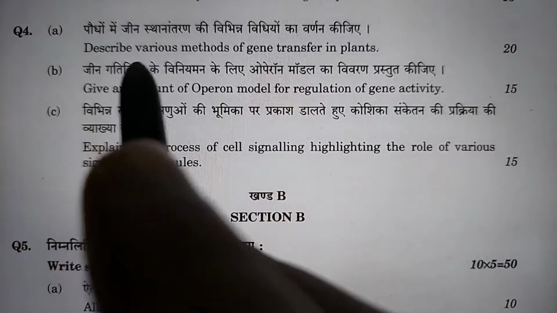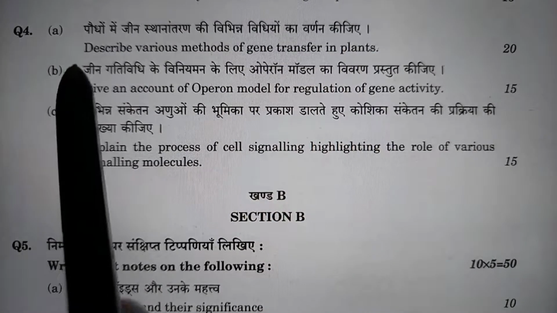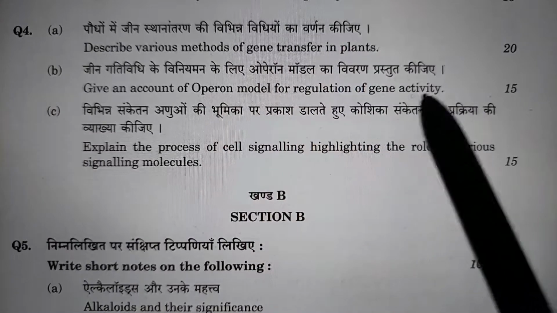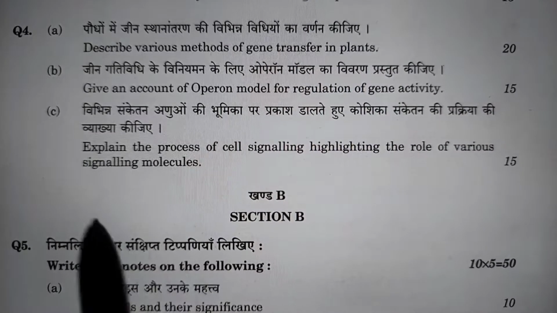Option A is describe various methods of gene transfer in plants. 20 marks. Option B is give an account of operon model for regulation of gene activity. This is option B and 15 marks.